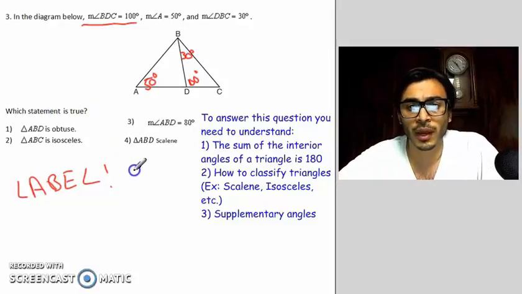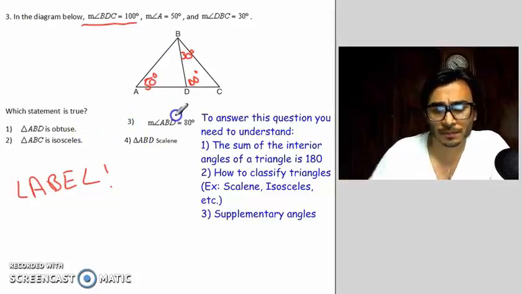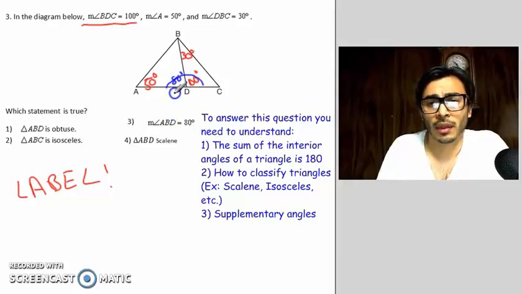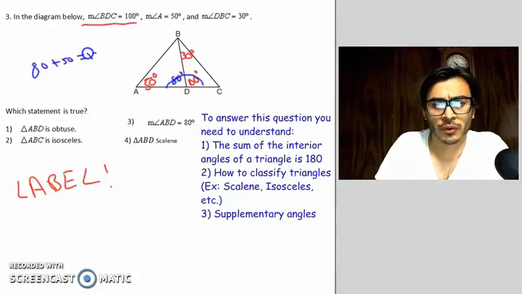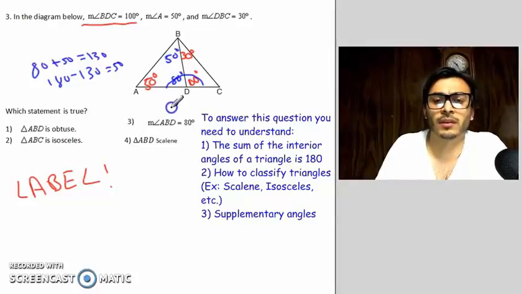Which statement is true? Now look, in order to determine which of these statements is true, you need to find the rest of the angles. So let's go ahead and do that. We know this one here is 80 degrees because we have a linear pair, right? These have to add up to 180. And then here we got 80 plus 50. 80 plus 50 is what? 130. And then you're going to do 180 minus 130. You're going to get 50. So that means this angle here is 50 degrees.